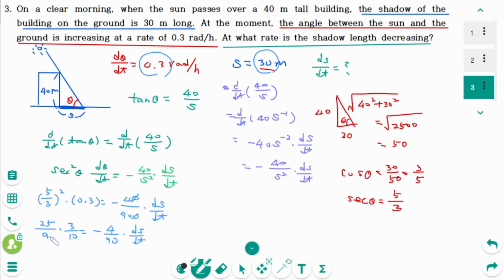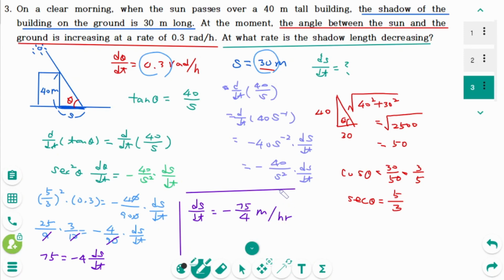Then times 90 on each side, that means cancelled. So 75 equals minus 4 ds/dt. Then ds/dt equals minus 75 over 4 meters per hour. That means the shadow length is decreasing at a rate of 75 over 4 meters per hour.